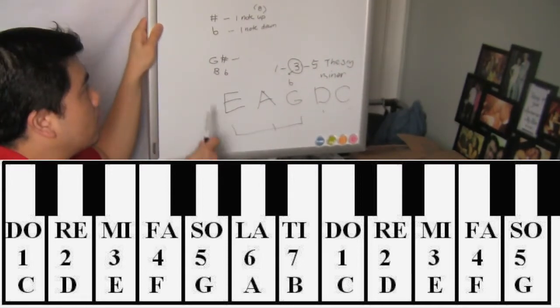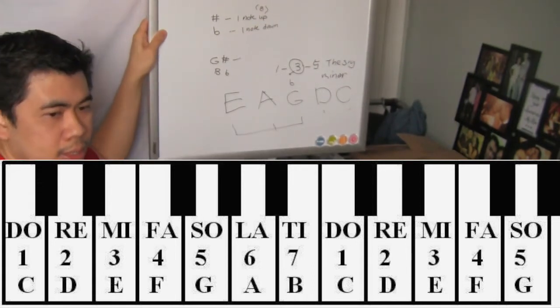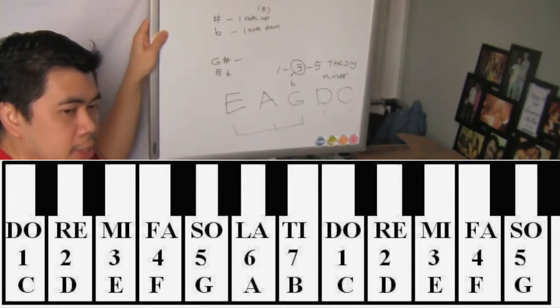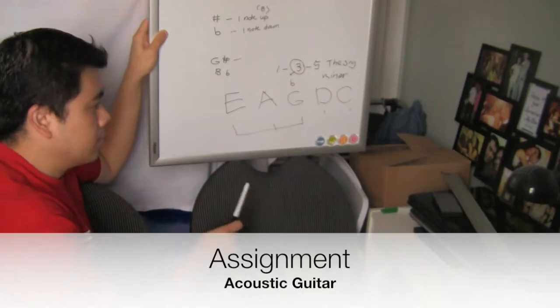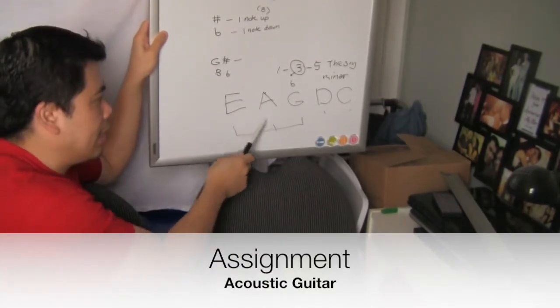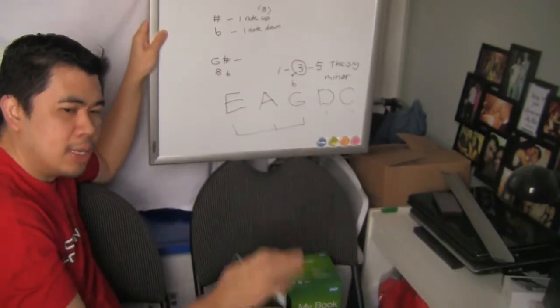Okay, and we discussed the 1, 3, 5. So I mean to say the first, the third, and the 5th note comprises the chord, right? And so no question for that. So have you checked the chords E, A, G, D, C? They're all having the 1, 3, 5 note.